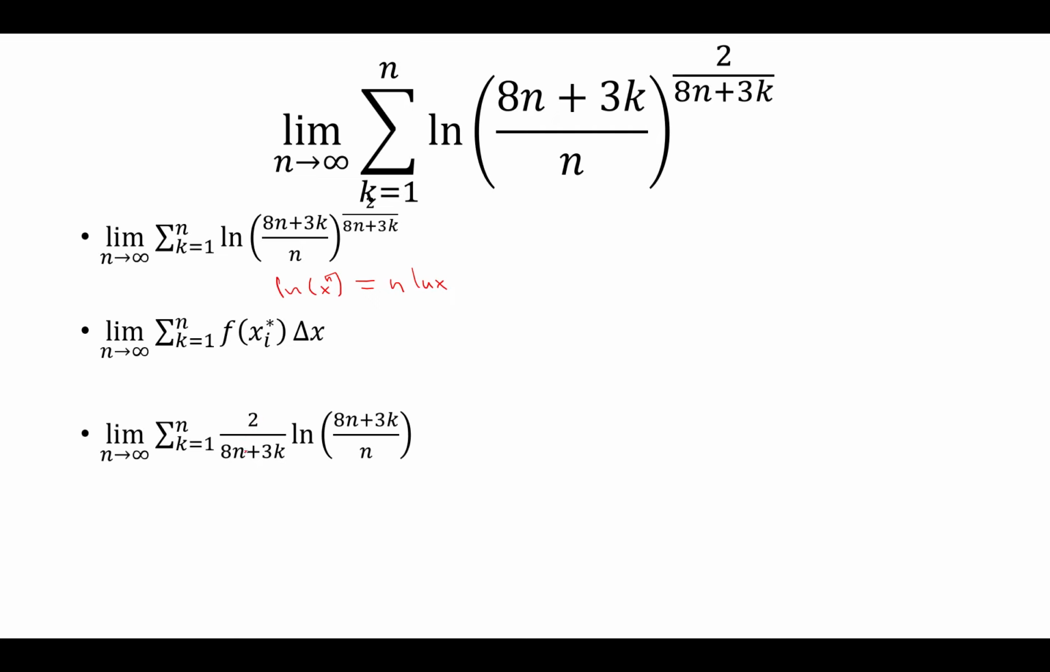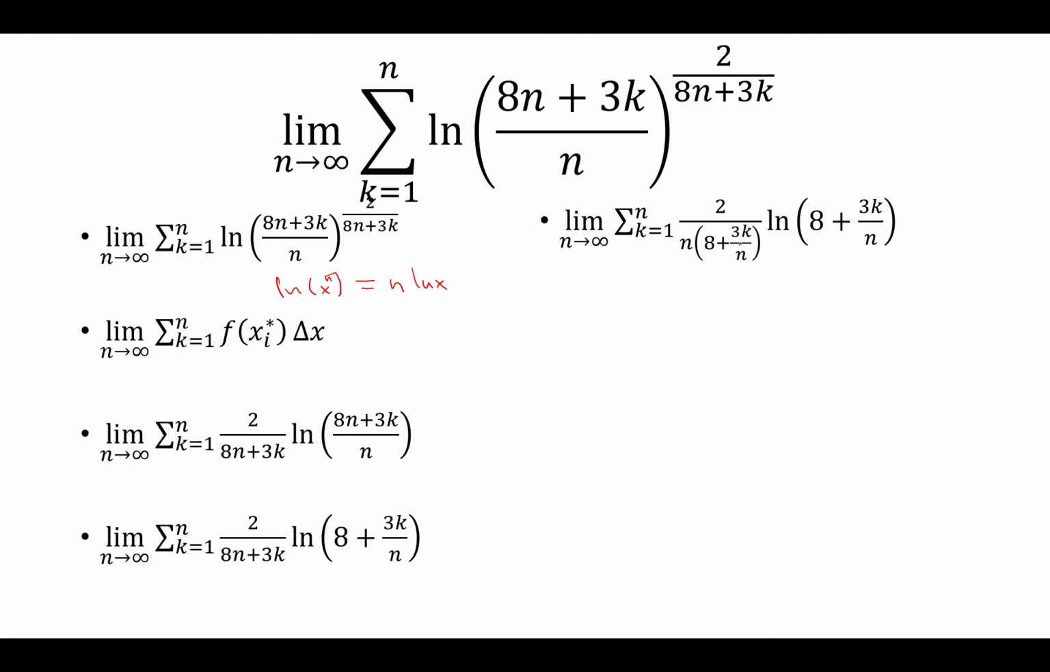So the exponent comes out in front, and then from here we can work inside the parentheses. We can split this up into two separate fractions. You have 8n over n, which is 8, plus 3k over n. And then we could do more work over here on the left. We can factor out an 8. We factor out an n, and we multiply that by 8 plus 3k over n. Now, this 2 over n is going to multiply it, so you can break that apart. And right now, this is what we're going to work with.